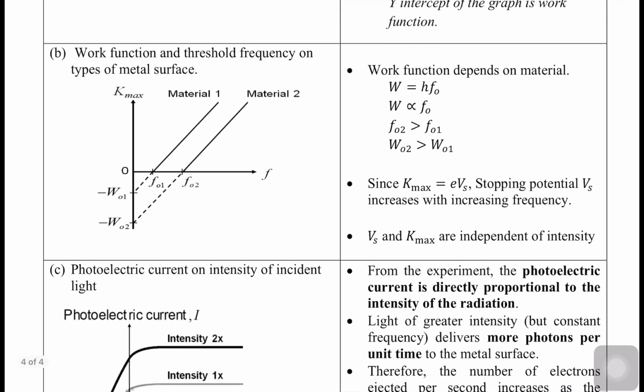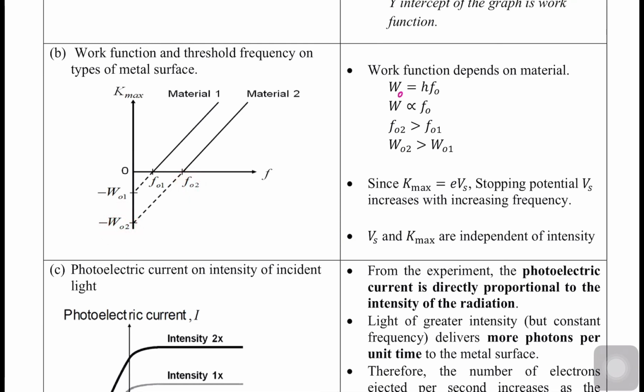Okay, tadi K max versus frequency sama juga yang ini. Okay, kalau kita ada dua material, so because W0 is depending on the material. Nak tukar W0, kena tukar jenis material lah, metal yang kita guna. So work function depends on the material. W0 equal to hf0. Okay, so W0 lah. W0 is directly proportional with f0. So as the f0 is greater, okay, kalau dia guna metal with higher work function, greater work function, dia punya f0 will be greater.